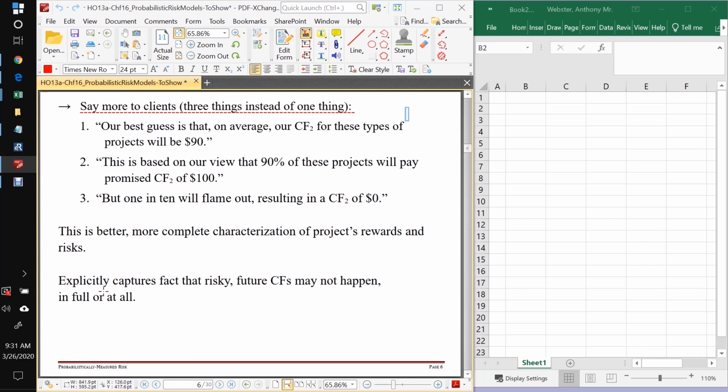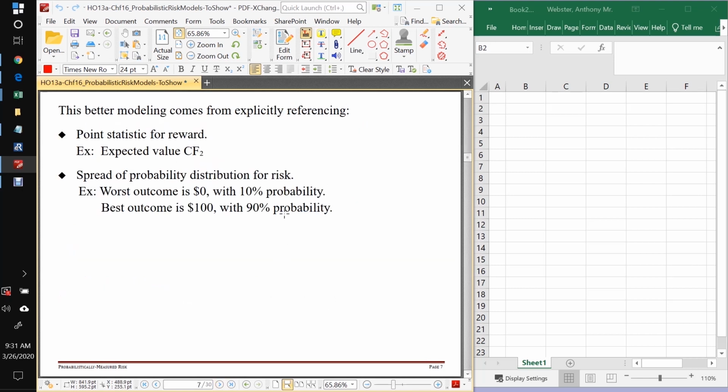And this now explicitly captures for us the fact that those risky future cash flows may not happen in full or at all. So the way that we did this was twofold. We included our point statistic for reward, and that's our expected value of cash flow 2. And now we've added to that our spread of the probability distribution that got us the expected value for risk.